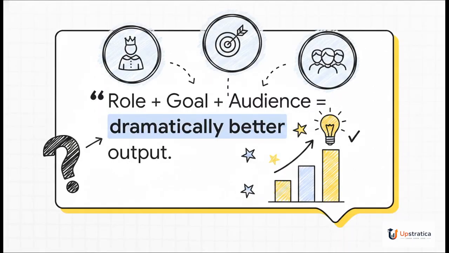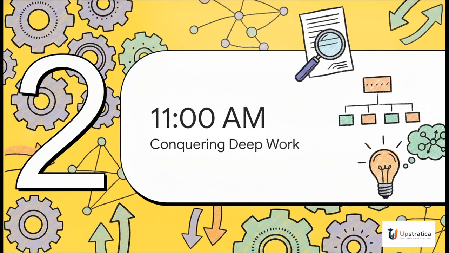Now, the real secret here is knowing exactly how to ask. There's a golden rule of prompting that ensures your AI outputs are consistently flawless, and it goes like this: role plus goal plus audience equals dramatically better output. So instead of a vague request, you give it those specific parameters, and it delivers exactly what you need every time. Moving right along, Section 2, 11 a.m., Conquering Deep Work.